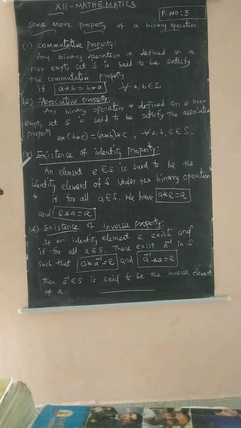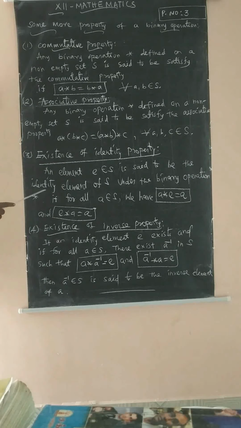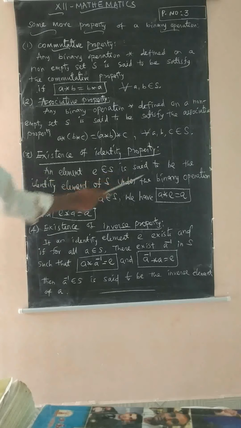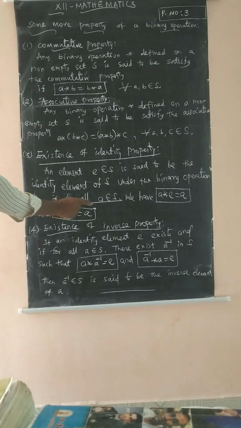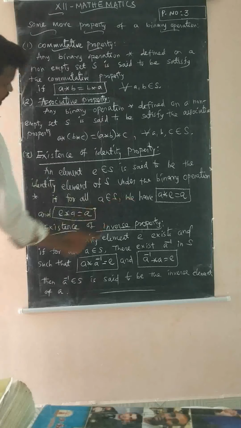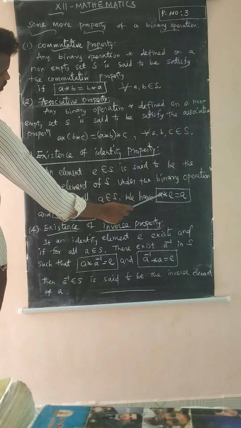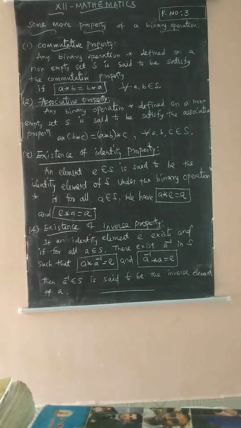Okay. Next, the third one, existence of identity property. An element E belonging to S is said to be the identity element of S under the binary operation star, if for all A belonging to S, using the star operator, A star E gives A. In the same manner, E star A is equal to A. A is any element, so E is the identity element.